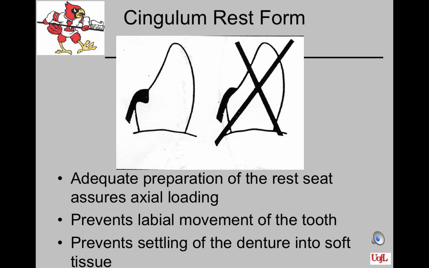On the right, we have what I'd like to call a leaner. There's no positive support on that partial denture. If a force is exerted on that partial denture, that tooth would have a tendency to move to the buccal because of the inclined plane that has been created.